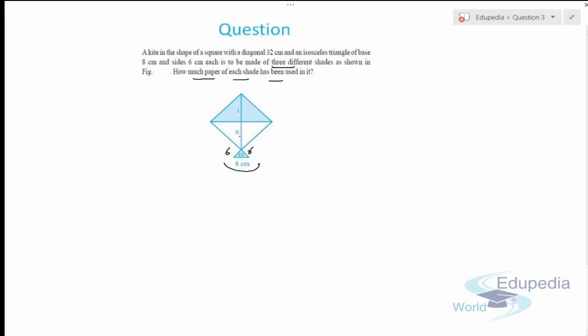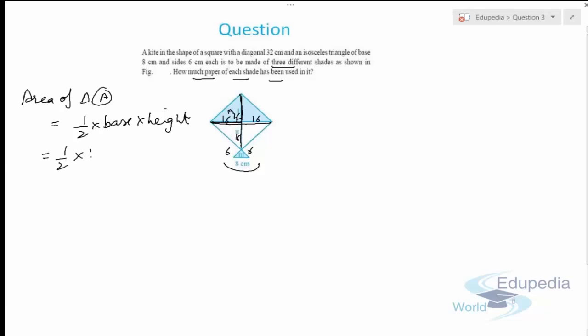Now this is a square. In a square diagonals are equal. So if this whole diagonal is 32, this will be 16 and this will be 16. The diagonals are equal in a square, so this will also be 16 and this also 16, right? If we can find the area for this triangle, since diagonals bisect each other at 90 degree in a square, then we can find the area for the rest of the part. So area of triangle part A will be equals to half into base into height. It will be half, base is 16 and height is also 16, so this will come out to be 8 times 16, which is 128 centimeter square.